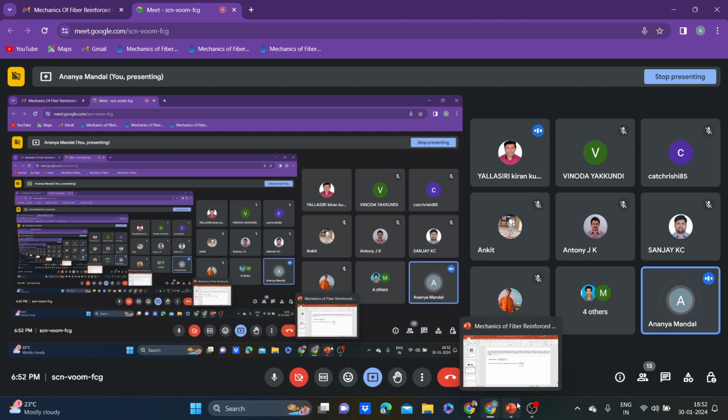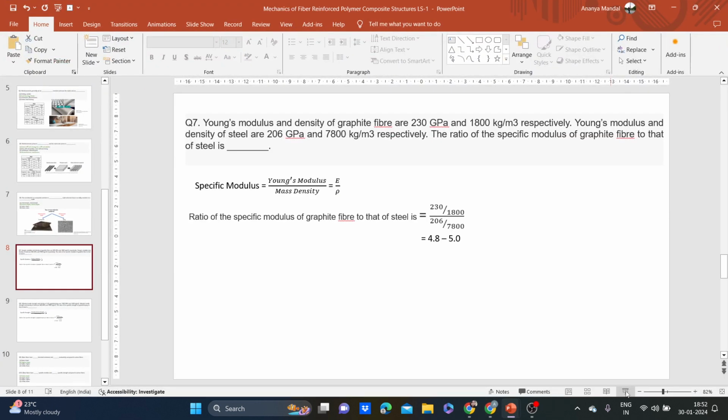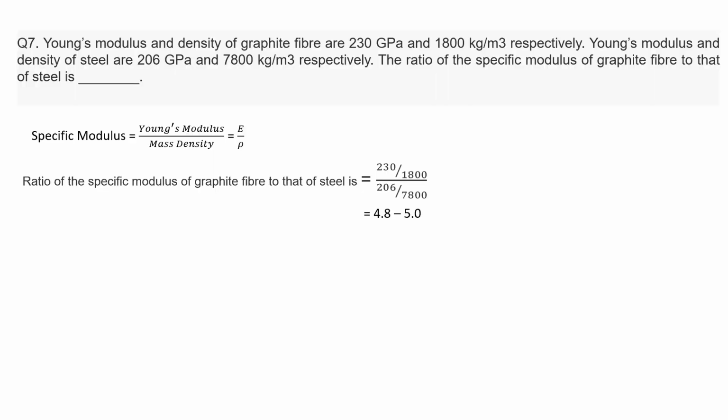Okay, let's continue. Question number 7. Young's modulus and density of graphite fiber are 230 gigapascal and 1800 kg per meter cube respectively, whereas Young's modulus and density of steel are 206 gigapascal and 7800 kg per meter cube respectively. The ratio of specific modulus of graphite fiber to that of steel is.